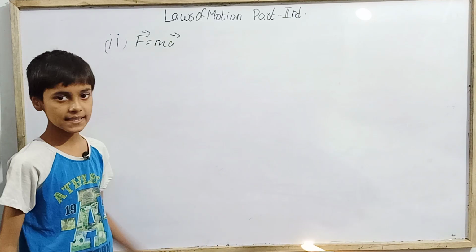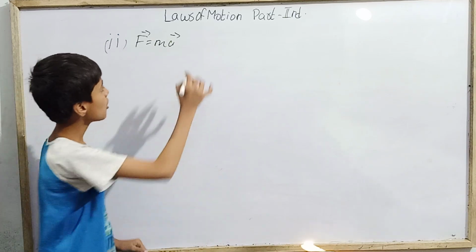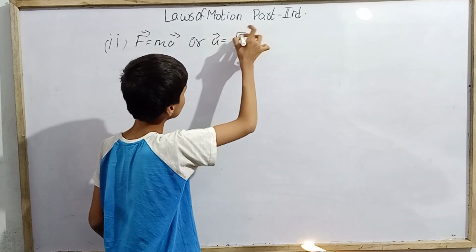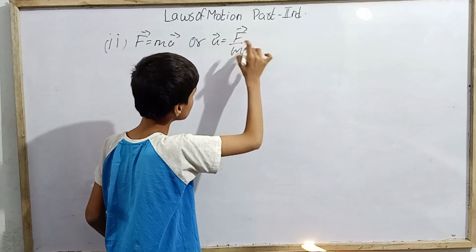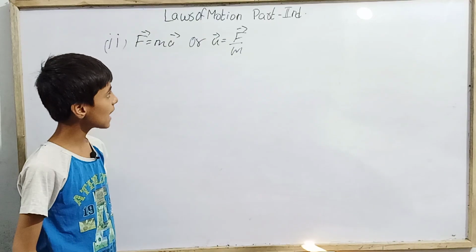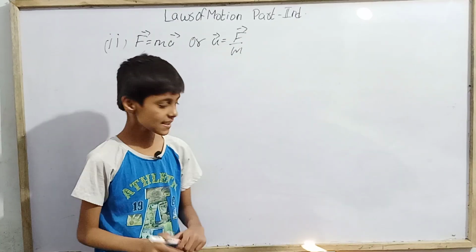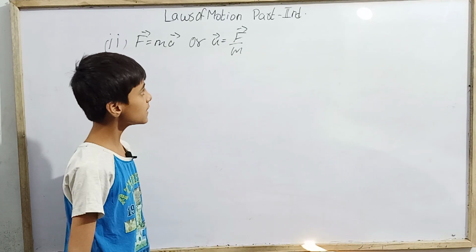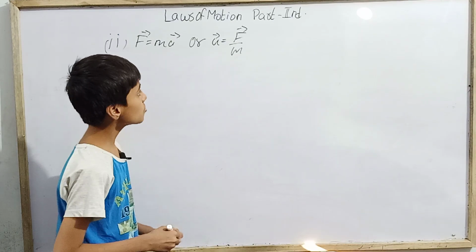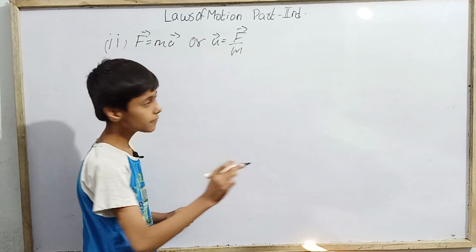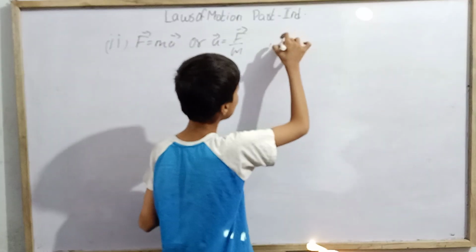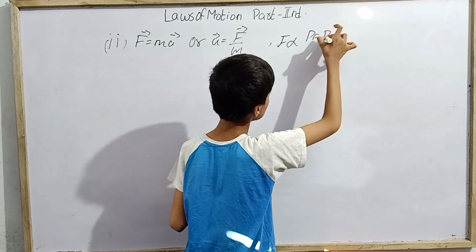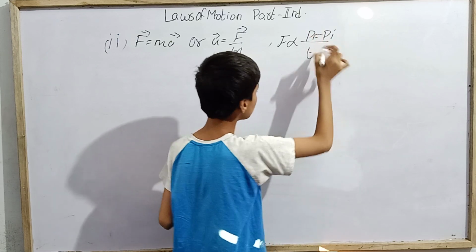So this is the second law of motion, or according to this formula we can write acceleration equals force divided by mass. This we can have, of course, but how is it possible? The question arises: why is it such? If we try to answer this question, there is a very famous statement: F is proportional to (PF minus PI) divided by t.